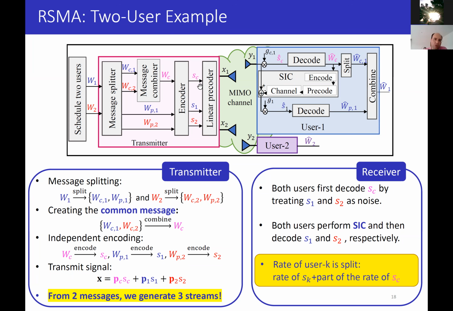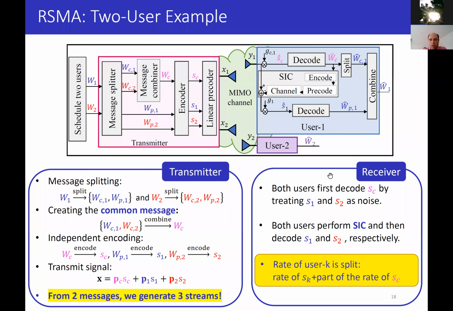SC is denoted as a common stream that carries information potentially for both users, but importantly, this common stream will have to be decoded by both users. And then we have S1 and S2, called private streams, which carry information only intended for user 1 and user 2 respectively. Any interference between S1 and S2 will be treated as noise, and SC, on the other hand, will be decoded by both users. Once we have those three streams, we linearly precode them, and we now have the system model with PCSC, P1S1, P2S2.